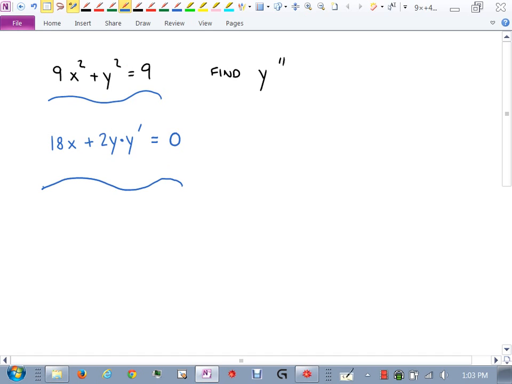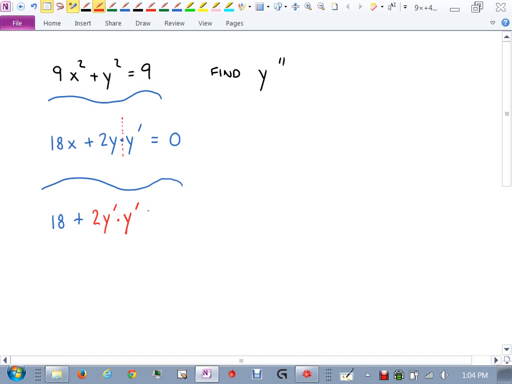Again, implicit. What is the derivative of 18x? 18. Now, this is the part that gets tricky. Plus the derivative of 2y times y prime. So I have to apply the product rule right down the middle here. What is the derivative of 2y? 2y prime. So I'm doing product rule: derivative of the first one, that's this, times the second, so times y prime again, right?